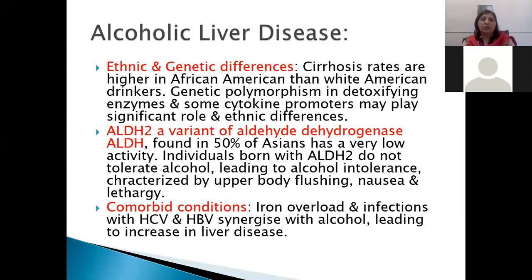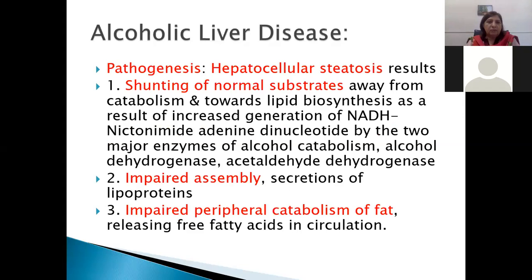leading to cirrhosis. Women are more prone to develop alcoholic liver disease as compared to men because of the estrogen, which can lead to toxic metabolites in the gut. Then there are ethnic and genetic differences. It is higher in African Americans than in white Americans. Okay, and differences in aldehyde dehydrogenase enzyme 2, which is not present in certain Asians, can also lead to increase in the alcoholic liver disease. And then comorbid conditions.